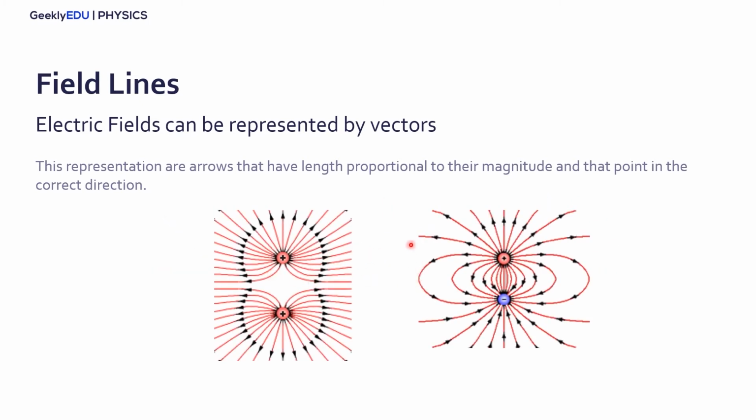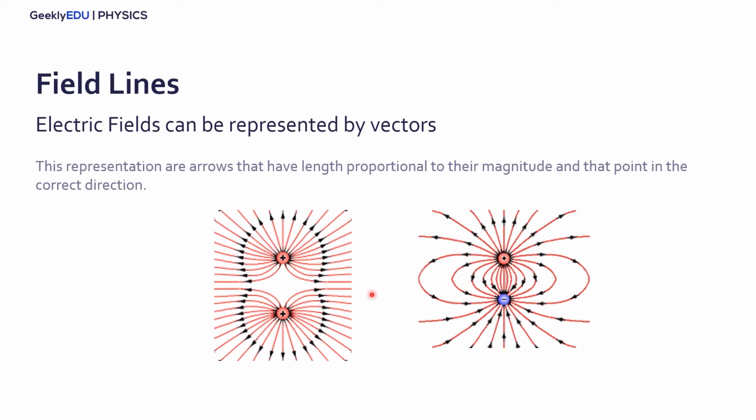Now, for example, here we have the electric field lines for 2 point charges that are interacting with each other. For 2 positive or 2 negative charges, we have repelling field lines, and for opposite charges, we have field lines that are attracting each other, right? It goes from one charge to the other.